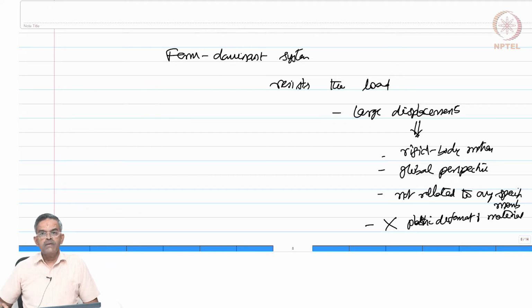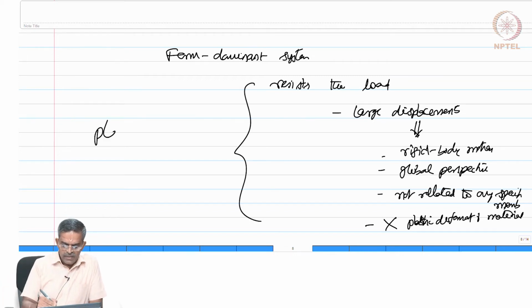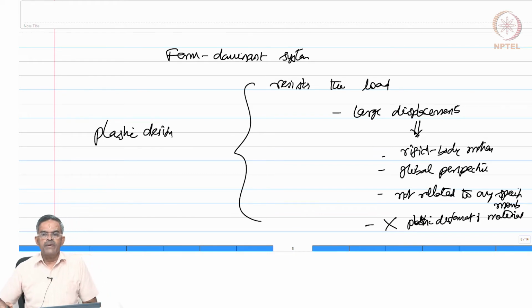So, the material is permitted to undergo inelastic deformation. With that permission available on board, the structure undergoes large global displacements to resist the loads. So, if this concept is clearly understood, then one can really say plastic design procedure becomes an inherent requirement of form dominant design, which is one of the advanced design procedures in steel structural systems.